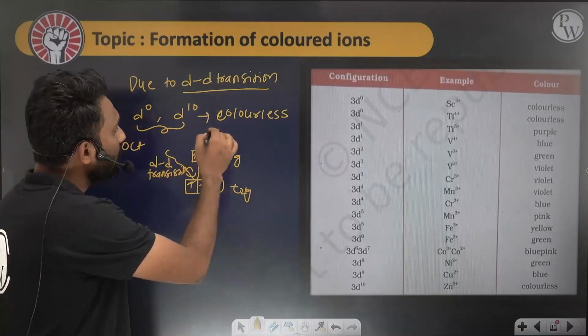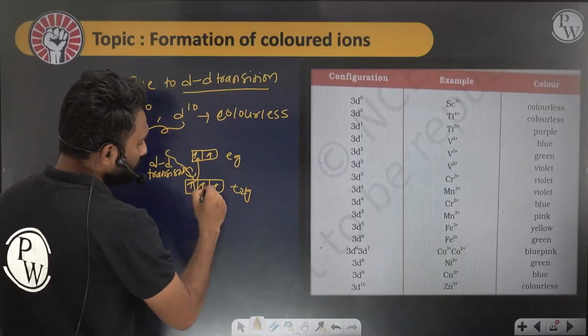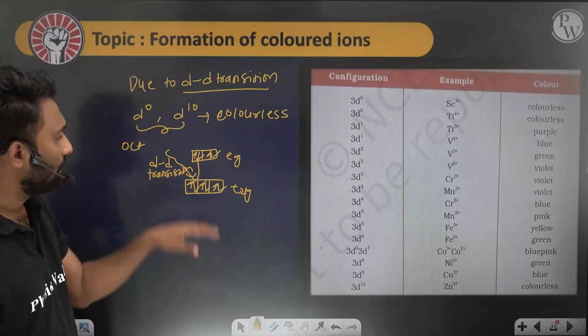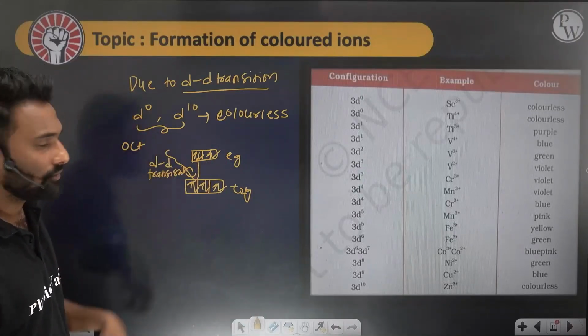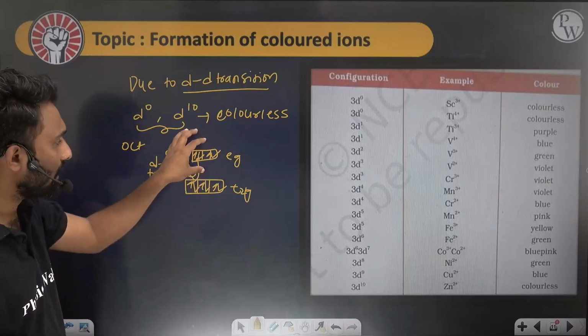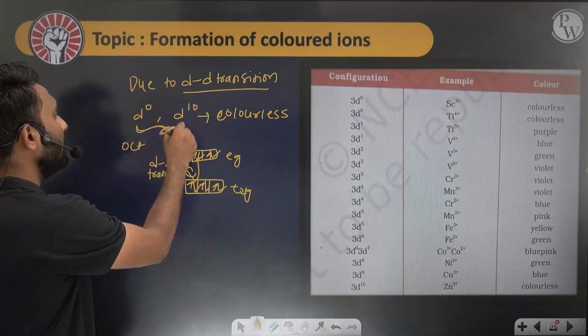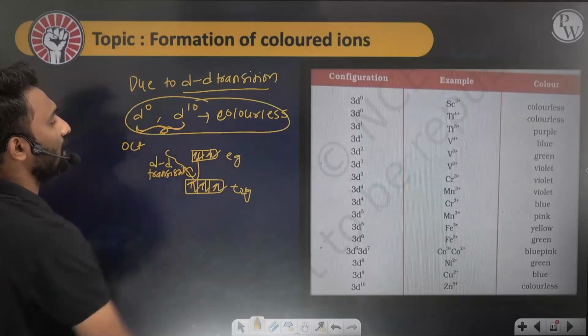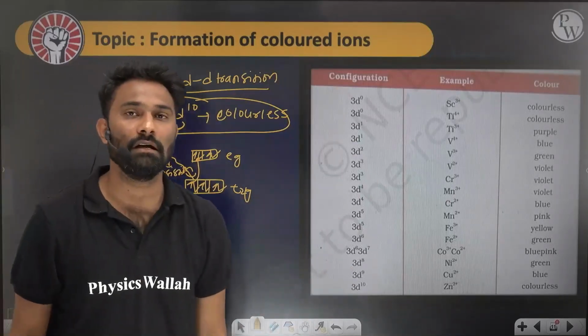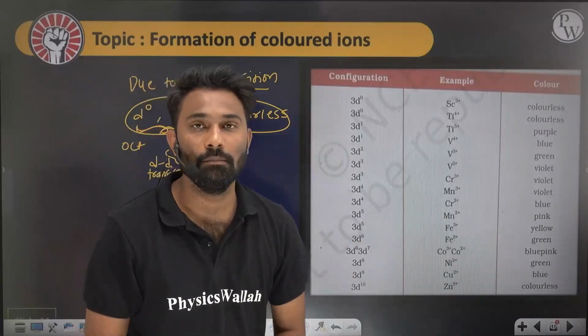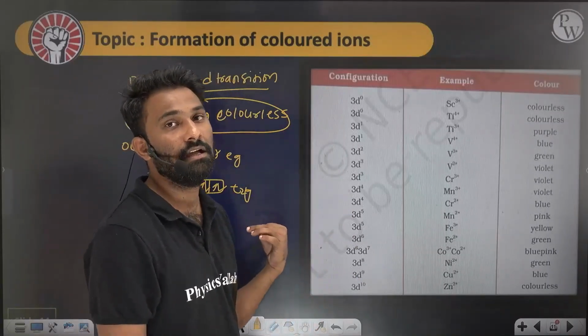Okay. Now d10 means all the electrons are filled. If all the orbitals are filled, now eg will accept the electron? Because eg is also filled, that is why the d0 and d10 configuration elements are colorless. Rest all are colored. These elements are showing color because of the d-d transition.